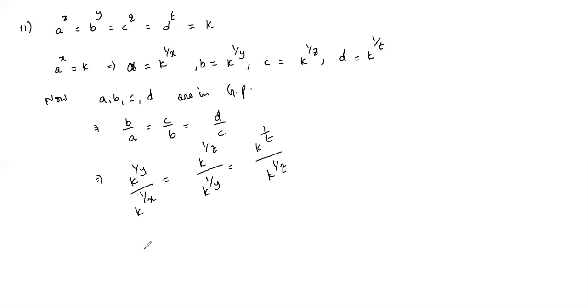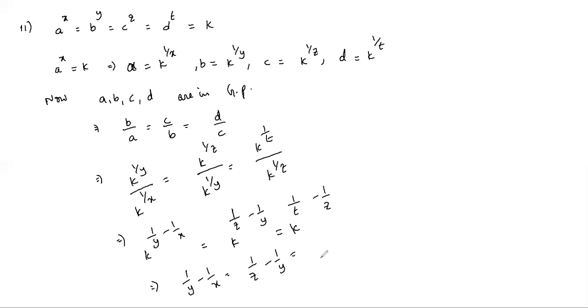So a power m by a power n is a power m minus n: 1 by y minus 1 by x, 1 by z minus 1 by y, 1 by t minus 1 by z. Bases are equal means powers are also equal. So 1 by y minus 1 by x equals 1 by z minus 1 by y equals 1 by t minus 1 by z.